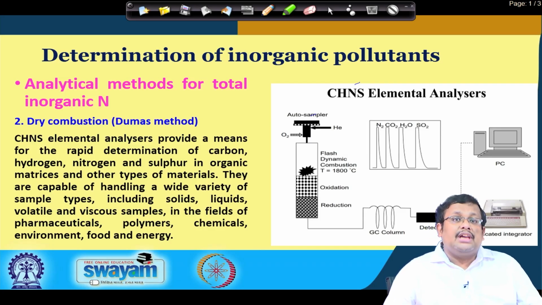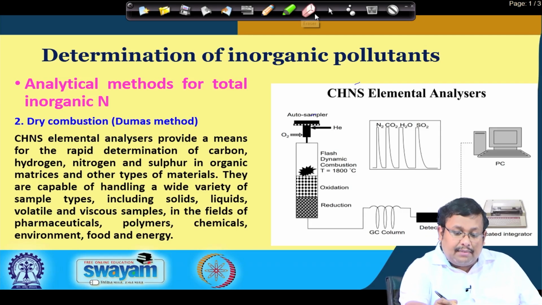Now, they are also capable of handling a wide variety of sample types including solids, liquids and volatiles and viscous samples in the field of pharmaceuticals, polymers, chemicals, environment, food and energy. So, this instrument has a widespread use in several industries, not only in agricultural environment discipline, but also in polymers, chemicals, pharmaceuticals, food and energy and so on and so forth. So, these instruments basically have several parts.